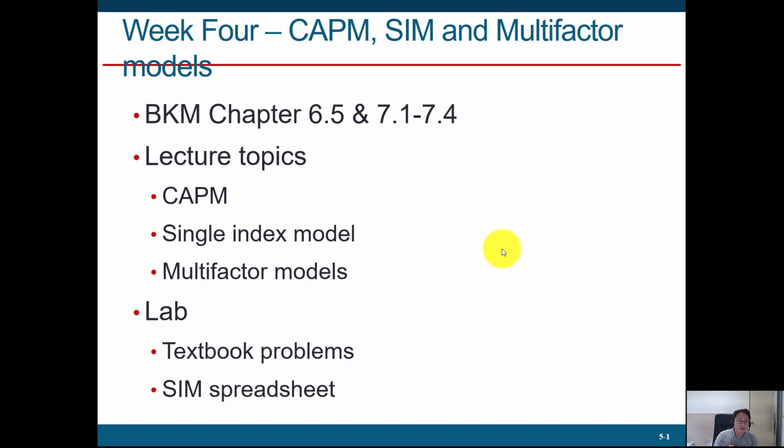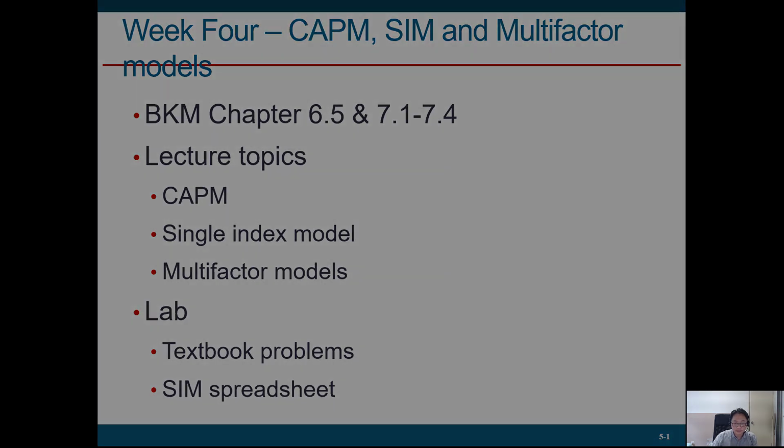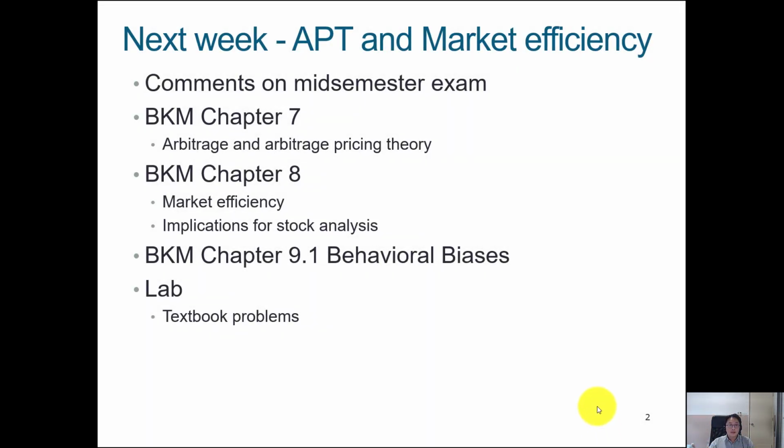For this week's class number 2, the laboratory, we'll be going through some textbook problems and also a single index model spreadsheet. And just a brief rundown on next week's lecture, which will be on APT, or arbitrage pricing theory, and market efficiency. We won't be talking about the mid-semester, but I want you to have a look at chapter 7 and chapter 8 of your textbook and also behavioral biases, because those are the theoretical underpinnings of arbitrage pricing theory and market efficiency. And the lab will be largely going through just the textbook problems.